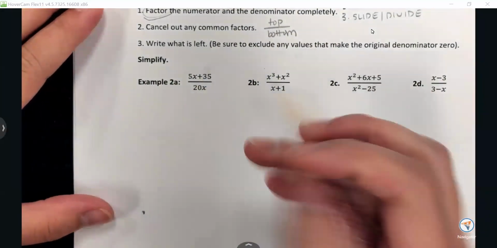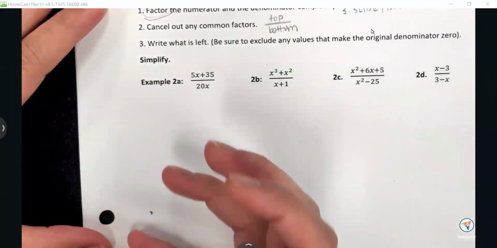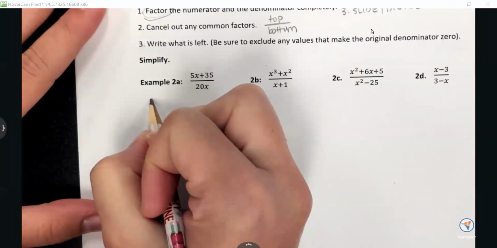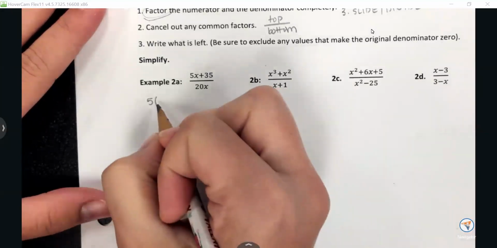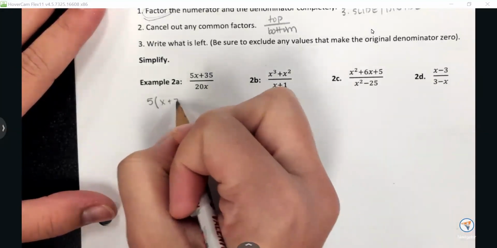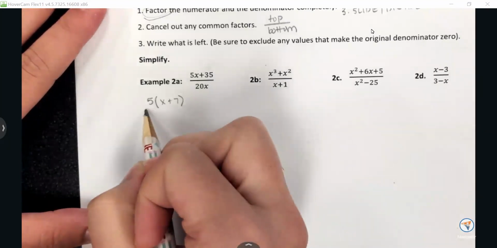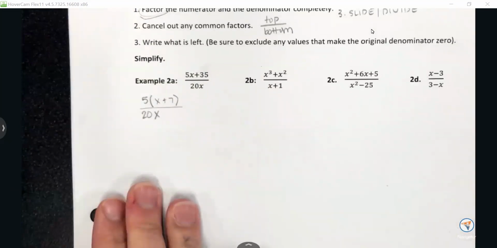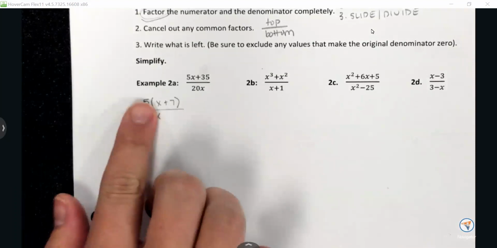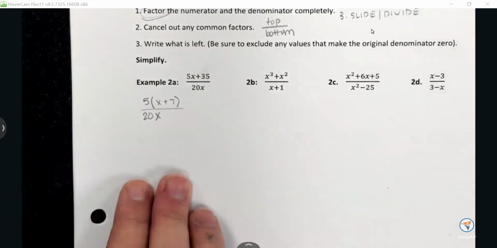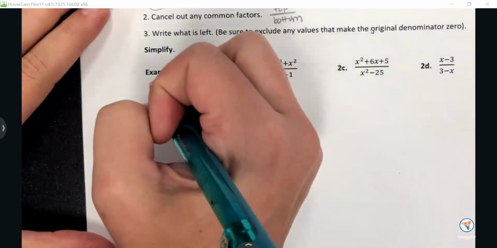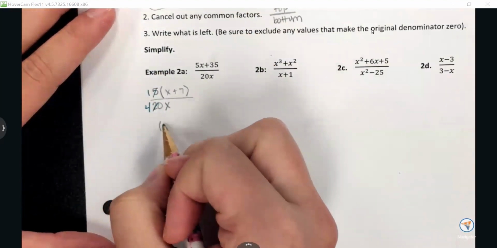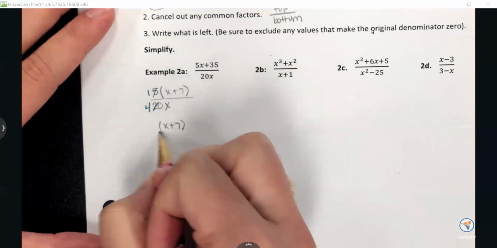So let's do example 2a. I need to factor or simplify the numerator. 5x plus 35, I can take a 5 out, and then what would be left would be x plus 7. And then my denominator would be 20x. What can I do to the numbers 5 over 20? Simplify, and it becomes 1 over 4. So how could I rewrite this problem? It would say x plus 7 over 4x.